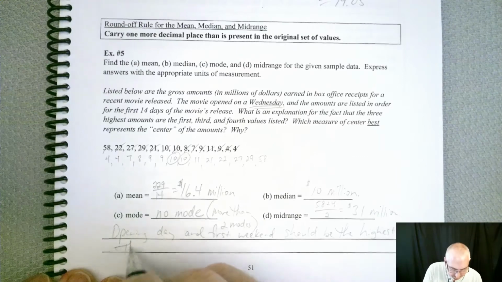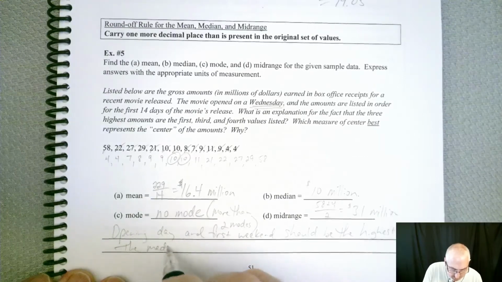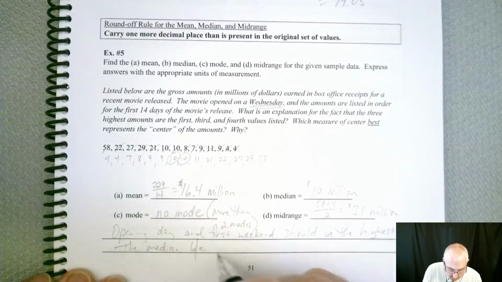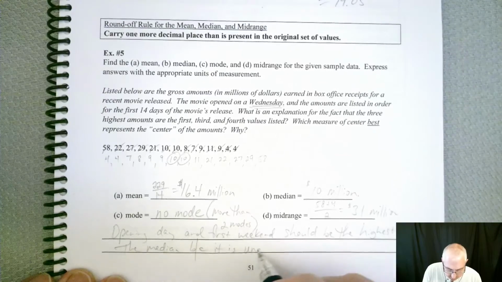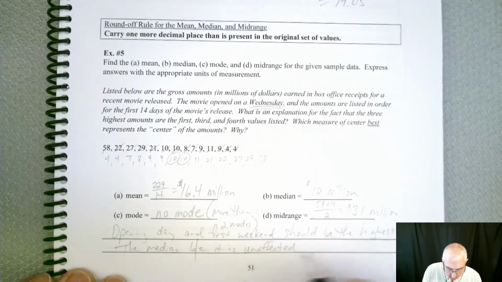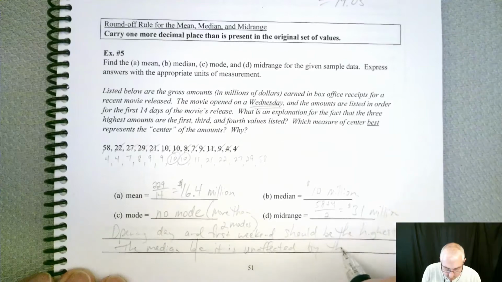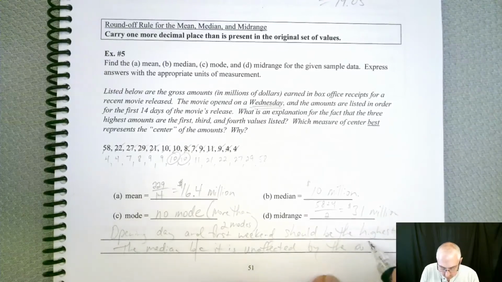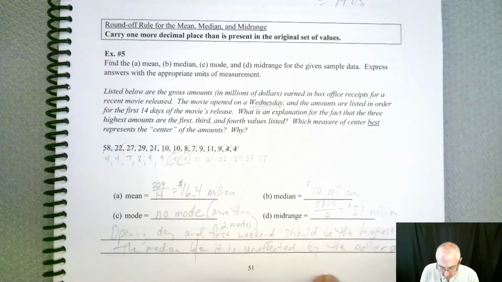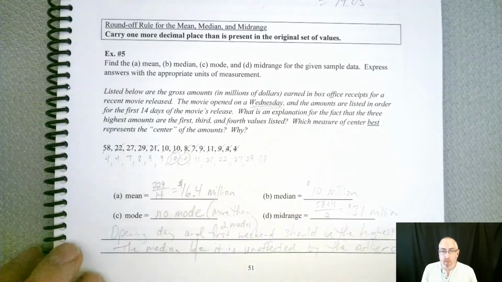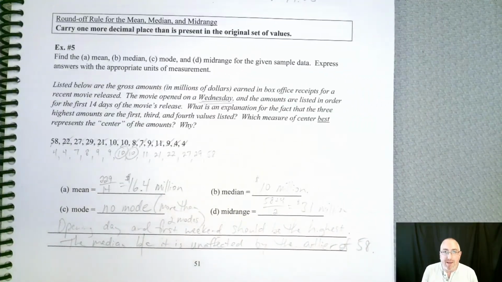So the median, because it is unaffected by the outlier of 58.